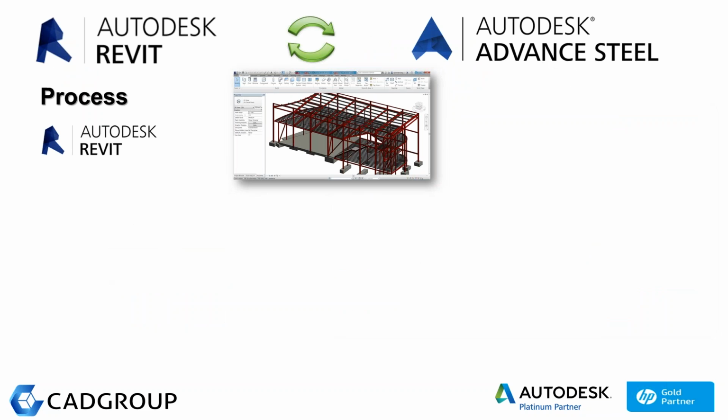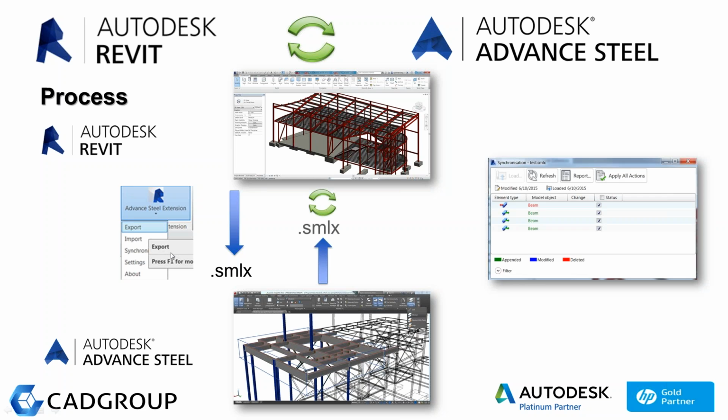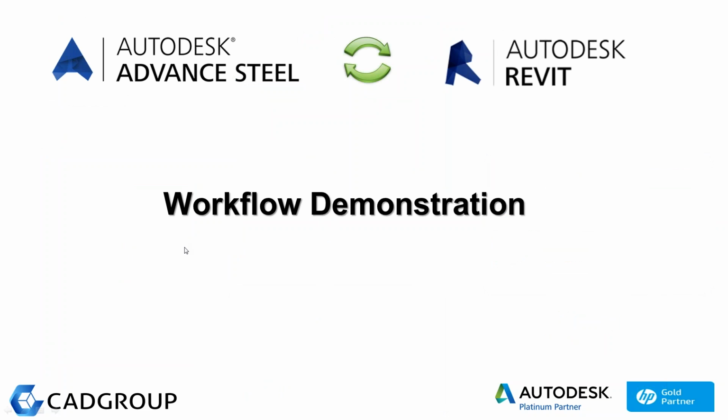First of all, from our structural model inside Revit, we'll export an SMLX file through the add-ins. We'll import that SMLX file into Advance Steel to start with. Then we'll look at the bidirectional workflow we can get by using the SMLX and synchronizing between those different applications at the same time. I'll go through and show you all those methods. So the next step, guys, we'll just drop into Revit.